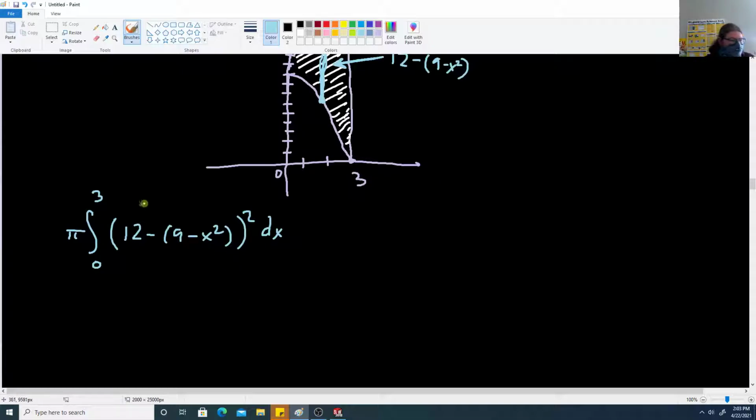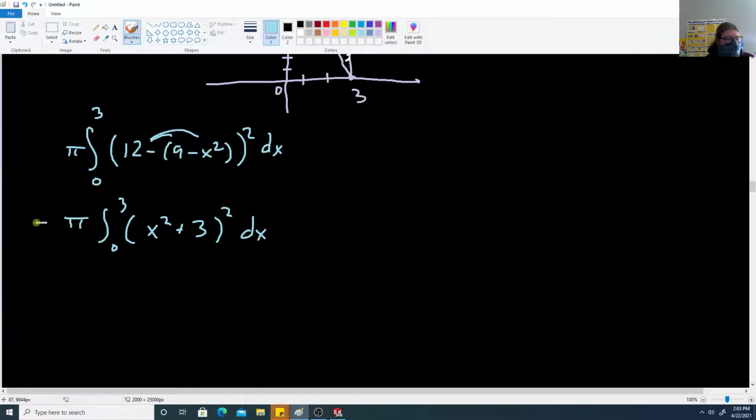So let's see what we get. Let the negative distribute. So minus a negative x squared is a positive x squared, and 12 take away 9 would be 3. So we get x squared plus 3, squared, dx. I'm going to have to FOIL that out to get the volume. When we FOIL it out, we'll get x to the 4th plus 6x squared plus 9 dx.